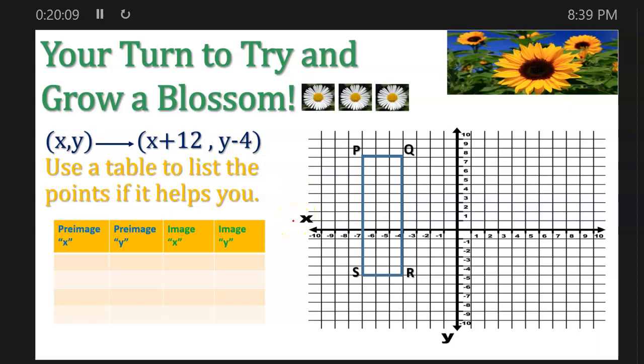Pause. 1, 2, 3. All right, the new triangle should have these new image points, or rectangle, not triangle. And P prime, Q prime, R prime, and S prime should look something like this green rectangle over here after you translate it 12 to the right and 4 down.